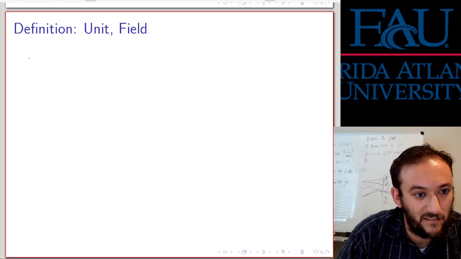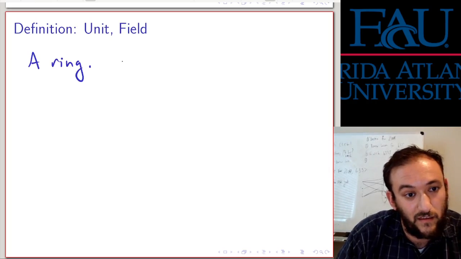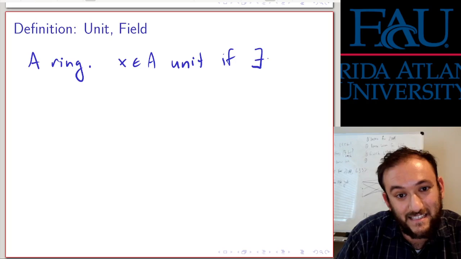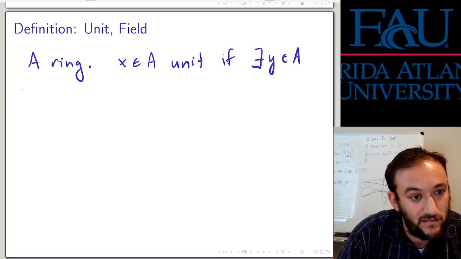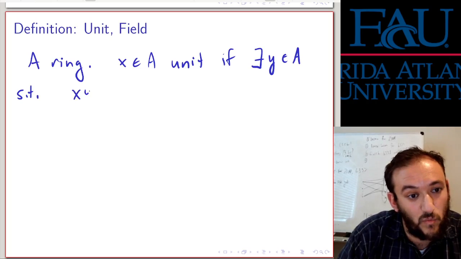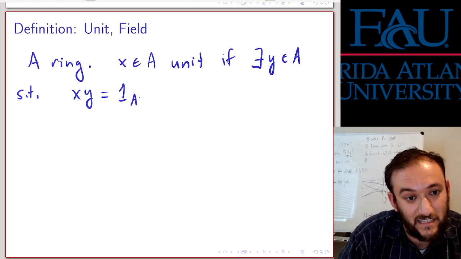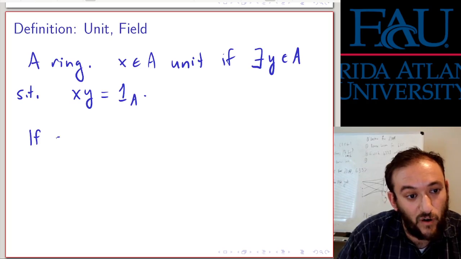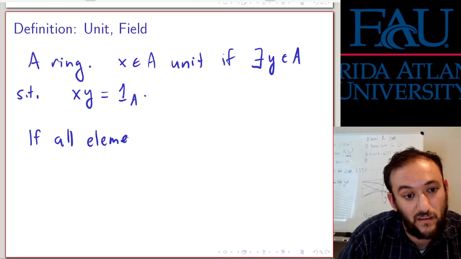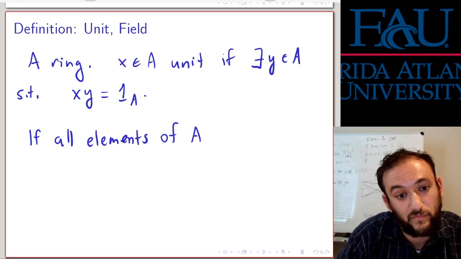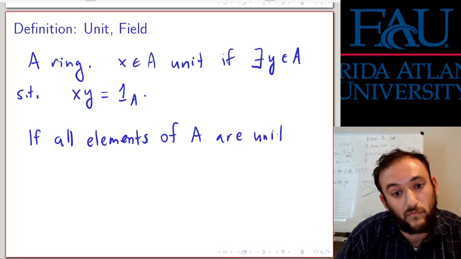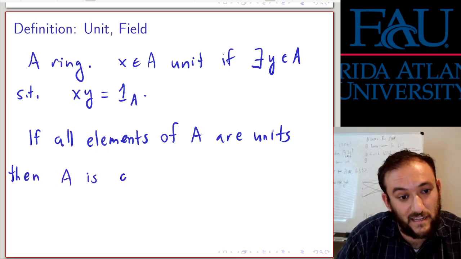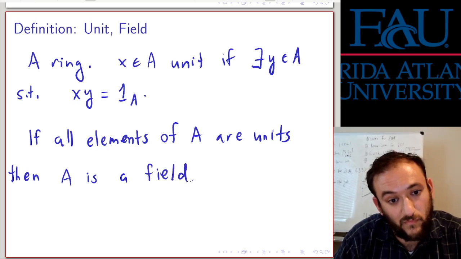Okay, so if we take A a ring, then X in A is a unit if there exists a Y in A such that XY equals the identity, the multiplicative identity. If all elements of A are units, then A is a field. That's the name.